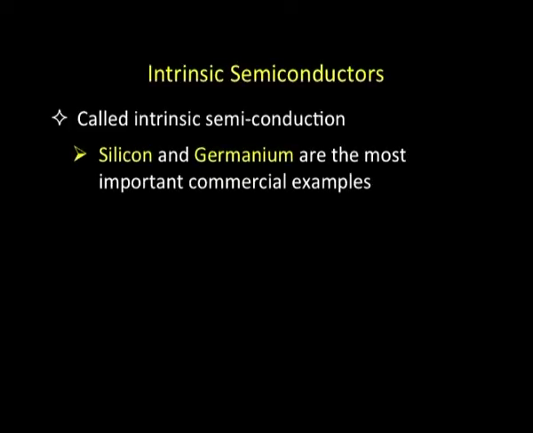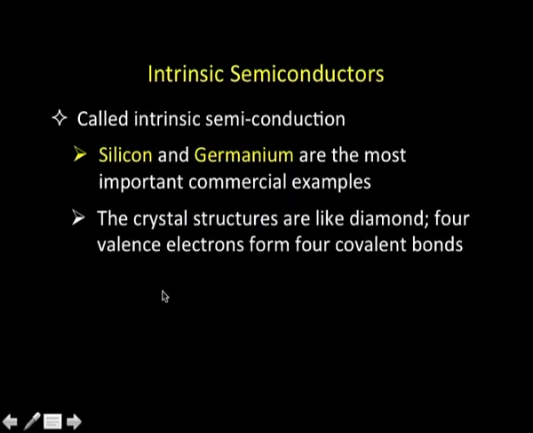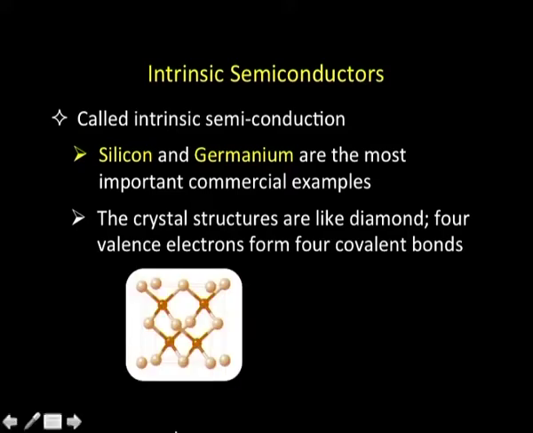Now, silicon and germanium happen to be the most important commercial examples of semiconductors. Let us look at the structure of these. The crystal structures are like diamond, and we know that in diamond, a carbon atom is tetrahedrally bonded to 4 carbon atoms. The same is true in the case of silicon. That is typically called a diamond structure, and here we are talking about the structure of silicon. One silicon atom is attached to 4 silicon atoms, so each one of them is attached to 4 neighbors. That is a very large giant structure, as in diamond or even silicon.